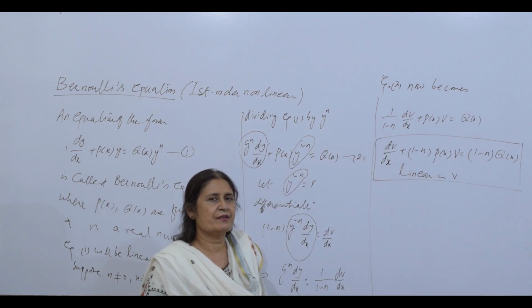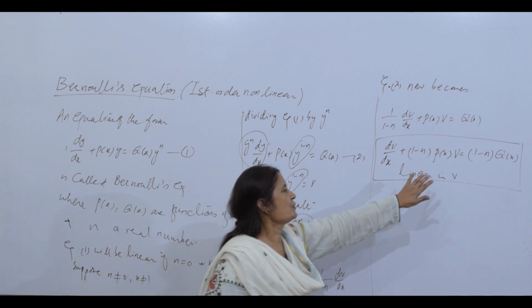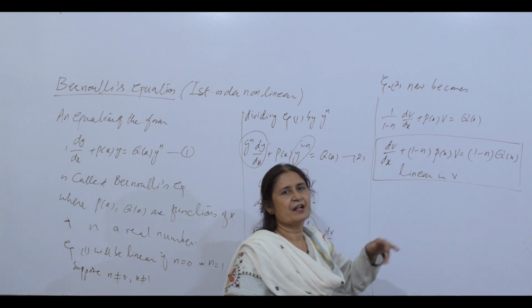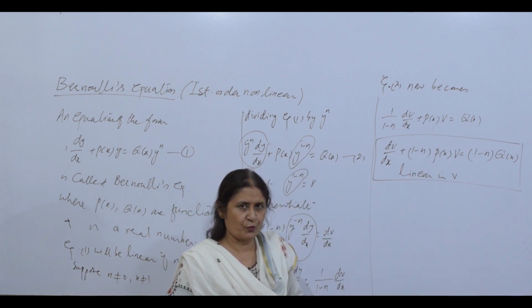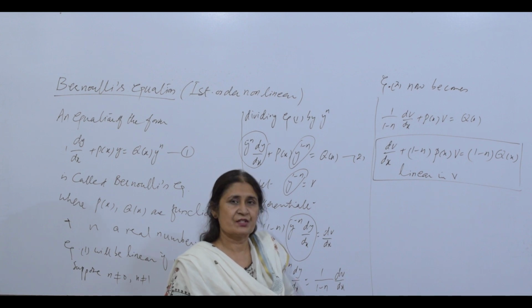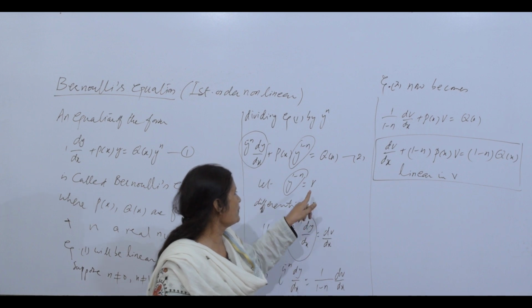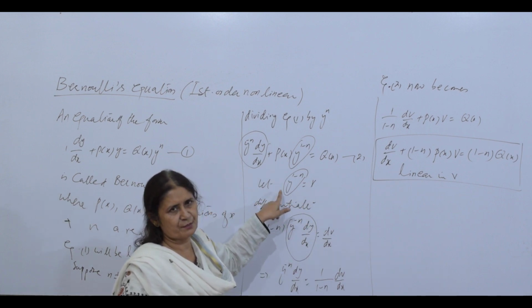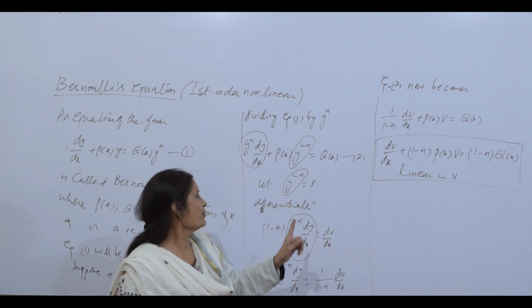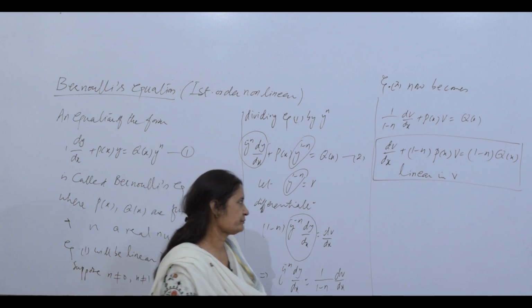Finding the integrating factor, multiply this equation by the integrating factor. The left hand side is the derivative of the product. Integrate, find the answer. And the answer will be in v and x. So you have substituted v equal to y^(1-n). It means at the end you have to put v equal to this.